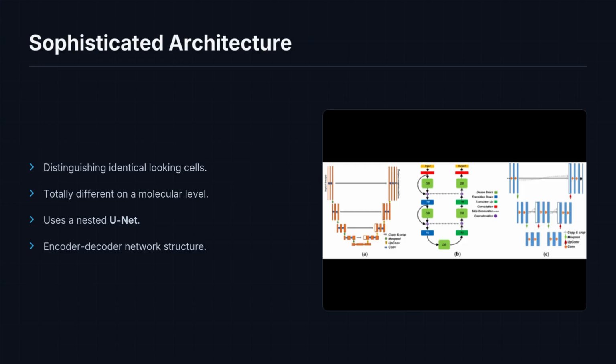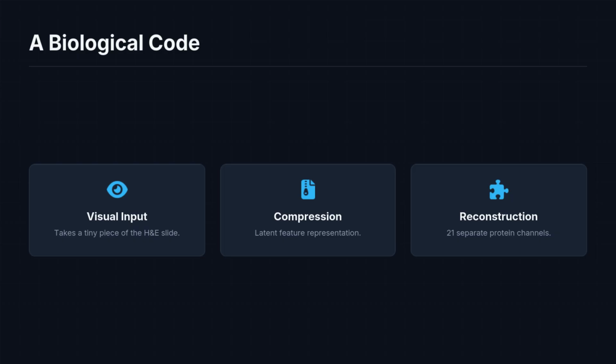Exactly. So the AI can identify a single cell. But in cancer, we know location is everything. You can't just count the soldiers. You need to know where they are on the battlefield. And that brings us to the tumor immune microenvironment, or the TIME. The TIME. Right. And that's where GigaTIME really shines.